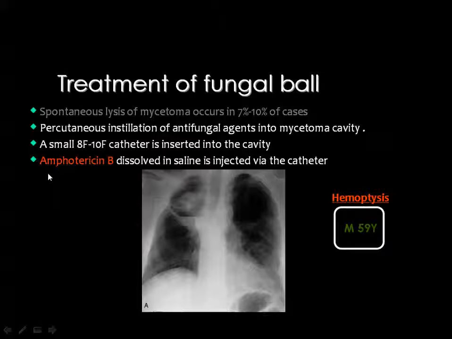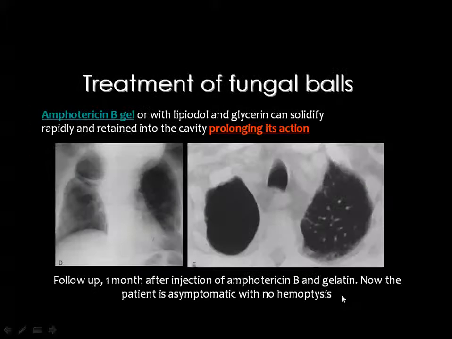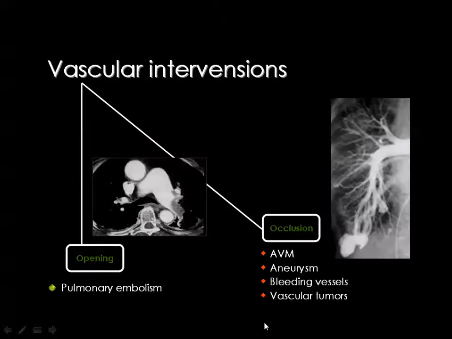Then the drug is known as amphotericin B and is dissolved in saline and injected through a fine catheter introduced inside the cavity where the fungal ball is present. Then here you can see the cavity which is free of fungus after death of the fungus itself upon multiple injections of amphotericin B. And this drug may be mixed with gel or Lipiodol in order to prolong its effect inside the cavity on the fungus itself.